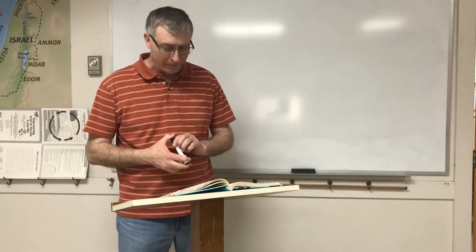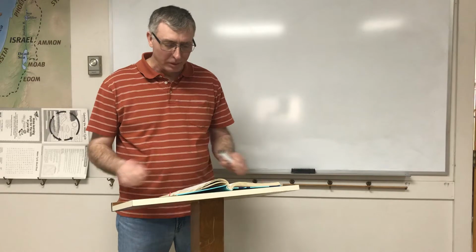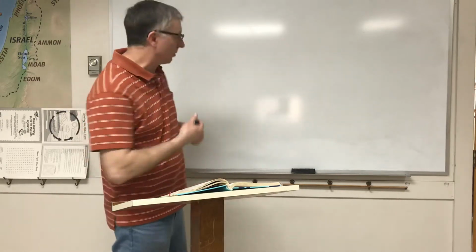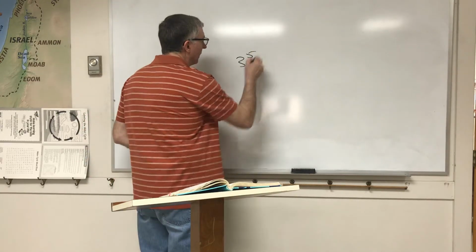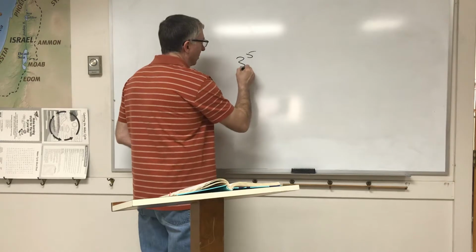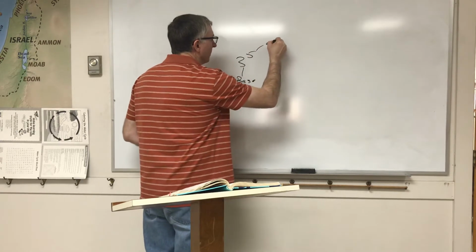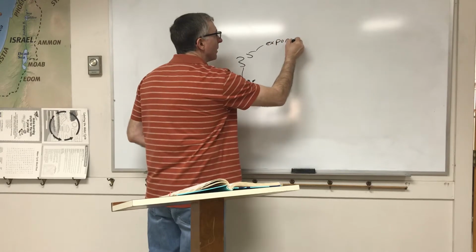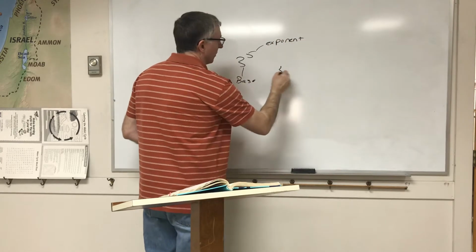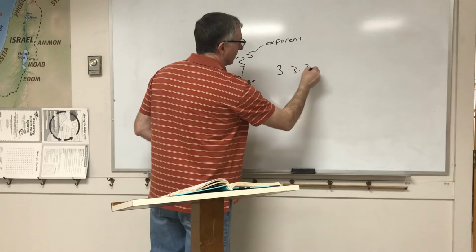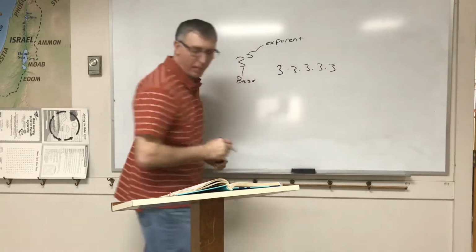So basically what this is saying, again, is when you have 3 to the 5th power, this is your base, and obviously this is your exponent, and this would be 3 times 3 times 3 times 3 times 3. Okay.